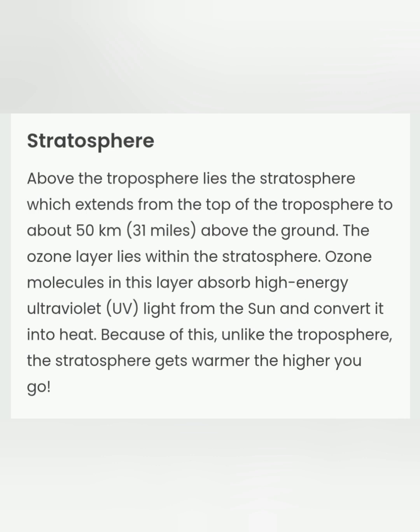Stratosphere. Above the troposphere lies the stratosphere, which extends from the top of the troposphere to about 50 km, 31 miles above the ground. The ozone layer lies within the stratosphere. Ozone molecules in this layer absorb high energy ultraviolet UV light from the sun and convert it into heat. Because of this, unlike the troposphere, the stratosphere gets warmer the higher you go.